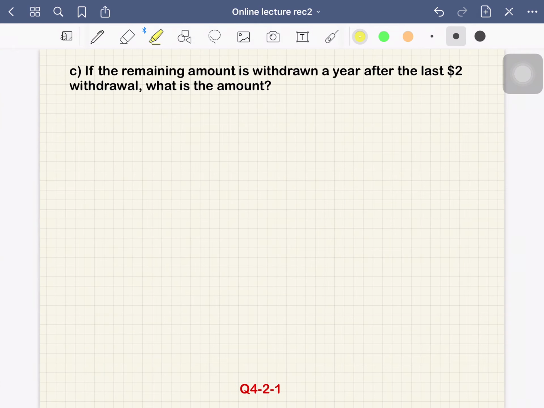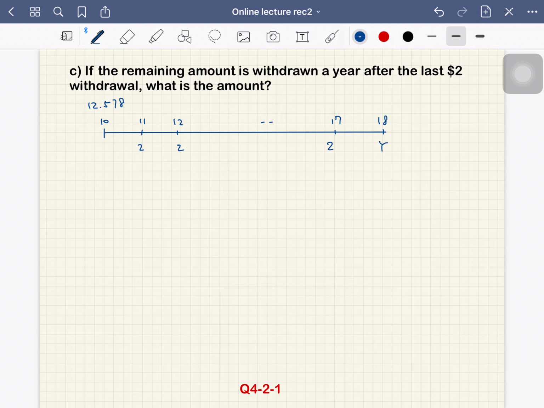Okay, so next question, C. If the remaining amount is withdrawn a year after the last $2 withdrawal, what is the amount? So we have a different way of withdrawals. The first 7 payments are the same, $2 each up to time 17. But we have some remaining balance at 17 and we withdraw that money at time 18.